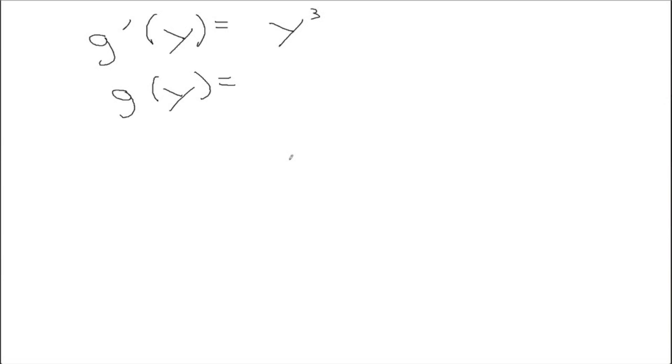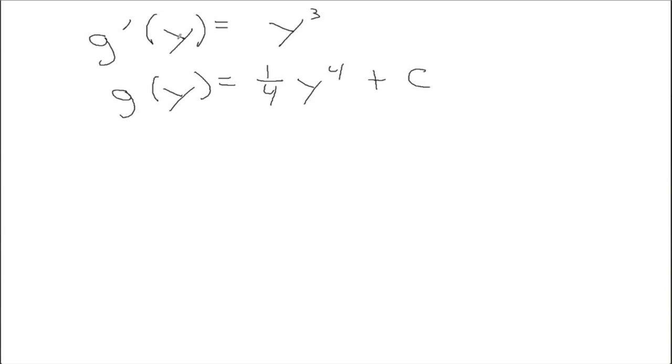Okay, let's try this. g prime of y equals y cubed. So g of y is just 1/4 y to the fourth plus c. Okay, excellent. So I tried to confuse you here by changing the letters, but you saw that that didn't make much difference. What is y in this problem?